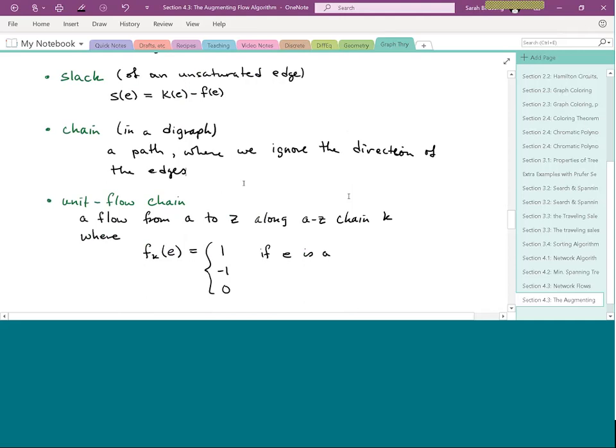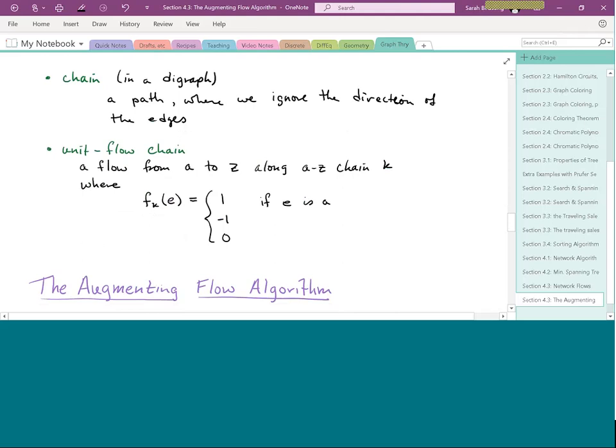And the last preliminary definition that we need before we actually get into our augmenting flow algorithm is something called a unit flow chain. This is a flow from A to Z that travels along our path from A to Z where we ignore the direction of the edges. Here, the flow along those specific edges on the chain is going to equal 1 if you're on a forward edge. So E is a forward edge, and forward just means you're traveling along the edge in the same direction that you were supposed to. In other words, you travel along the edge in the direction of the directed edge.